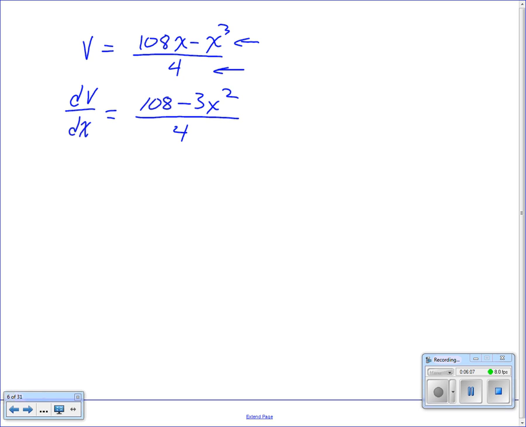Once I have the derivative, I need to find critical points. And I do that by setting dv over dx equal to 0. I also have to consider where the derivative doesn't exist, but the polynomial in the numerator exists everywhere, and the denominator is a constant, so that has no effect on it. So I don't have to worry about that. But if I set 108 minus 3x squared equal to 0, I can then multiply both sides by 4.